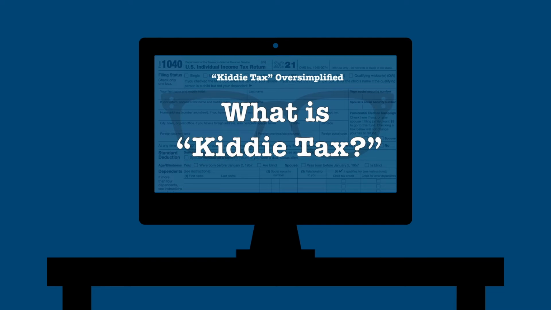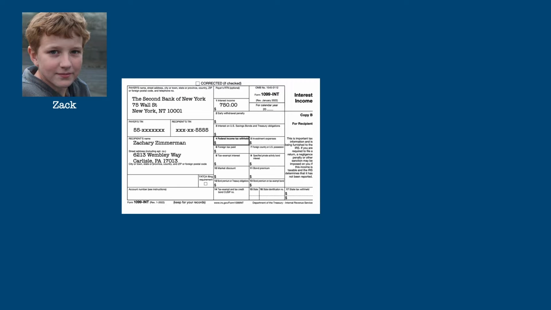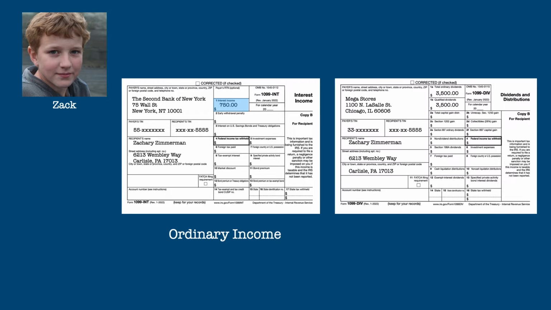In my first video on Kiddie Tax, we looked at Carl, Dorothy, and their son Zack and how they reported Zack's interest income that was subject to Kiddie Tax. But what if Zack's income consisted of both interest income, which is subject to ordinary tax rates, and qualified dividends, which are subject to capital gains rates? Needless to say, it gets more complicated. I'm a tax geek, and here are qualified dividends, capital gains, and the Kiddie Tax, oversimplified.